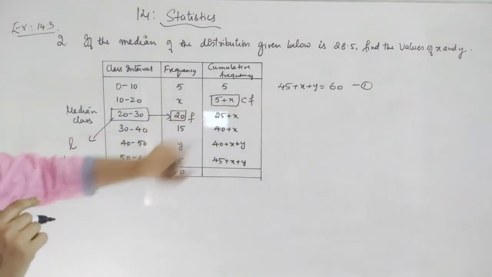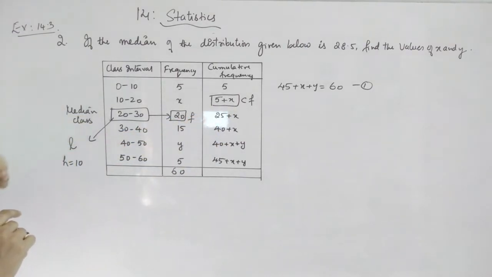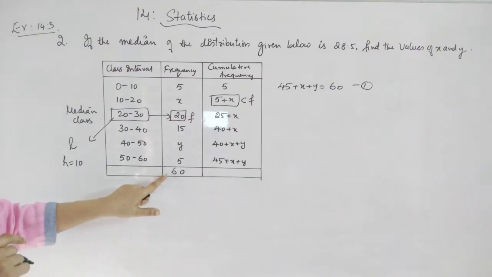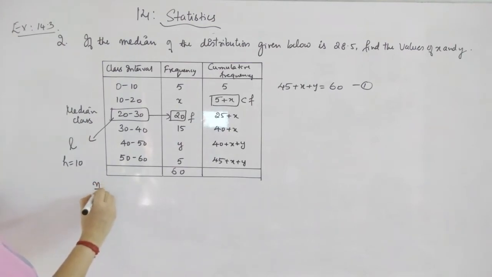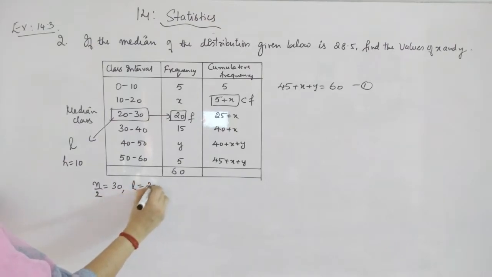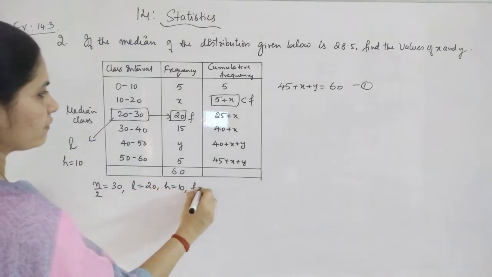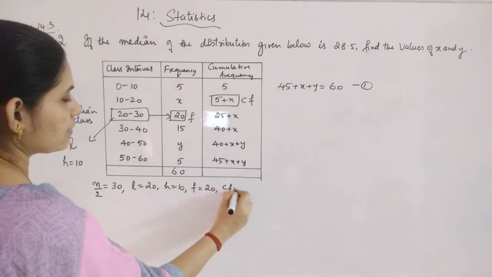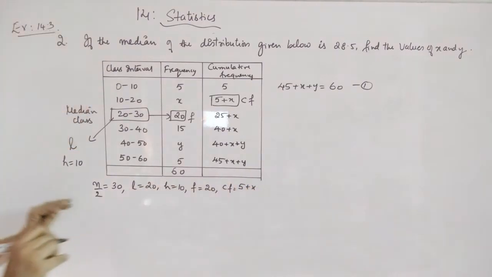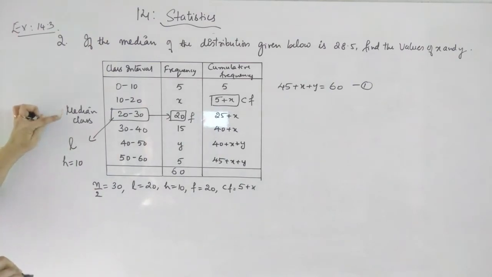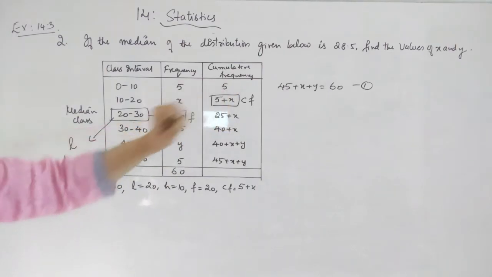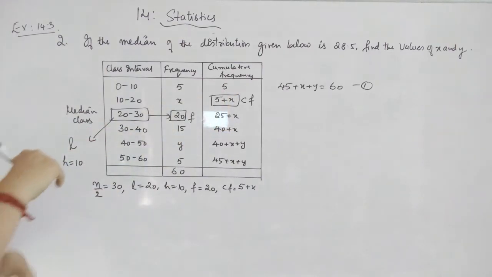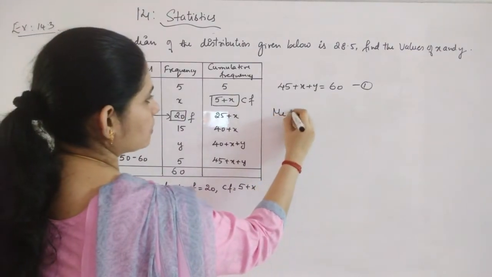So f you got, CF you got, then you have L as 20 and h as 10, and you have N to be 60. That means you need one more thing, which is N by 2. So N by 2 is 60 by 2, which is 30, L is 20, h is 10, f is 20 and CF is 5 plus x. That means the equation formed for the median will contain x. So that will give you the x value, and replacing here you will get the y value. Okay, so let's start with replacing the values in the median formula.